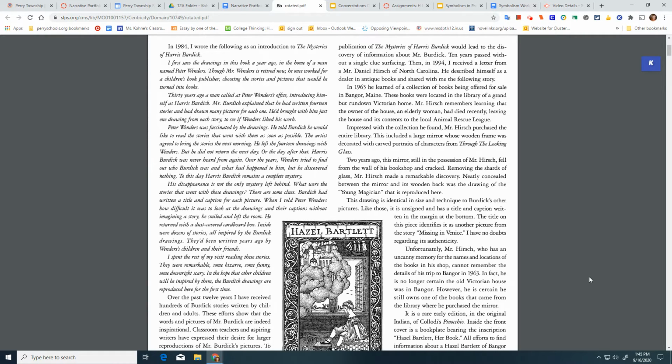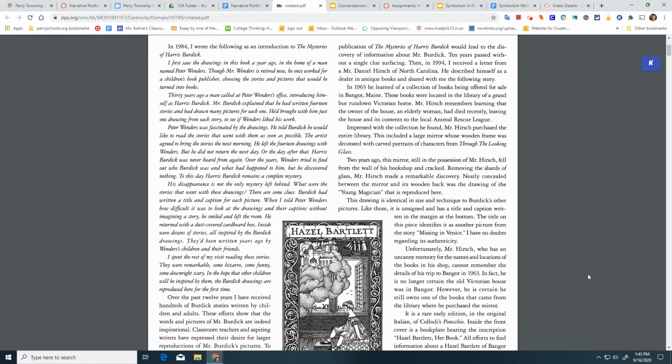This drawing is identical in size and technique to Burdick's other pictures. Like those, it is unsigned and has a title and caption written at the margin and the bottom. The title on this piece identifies it as another picture from the story, Missing in Venice. I have no doubts regarding its authenticity.